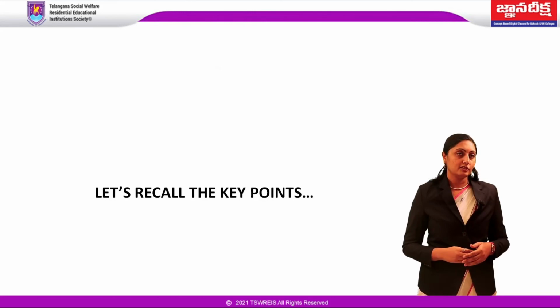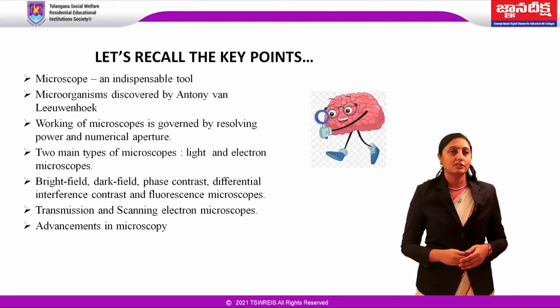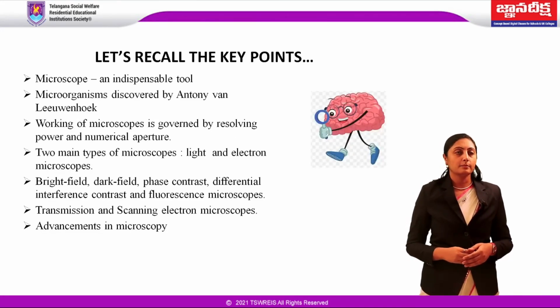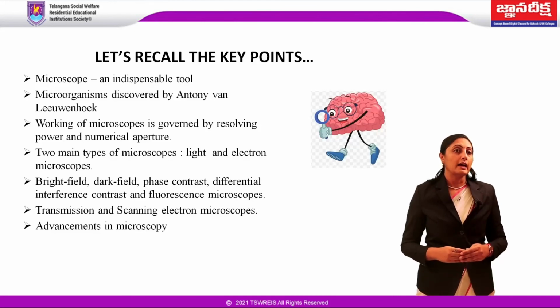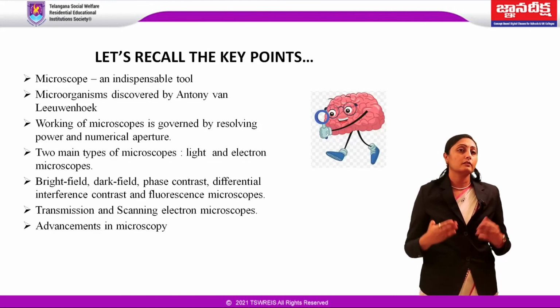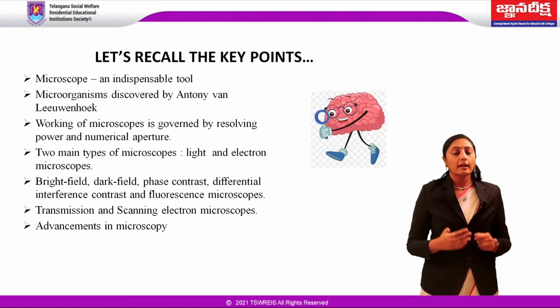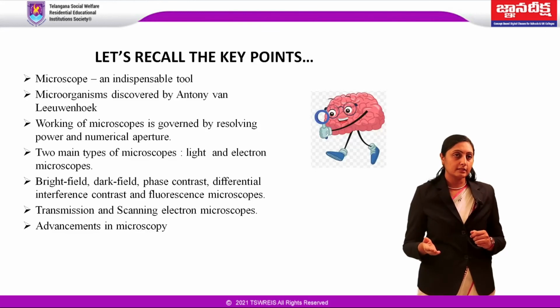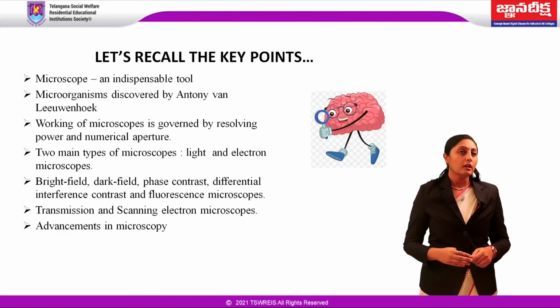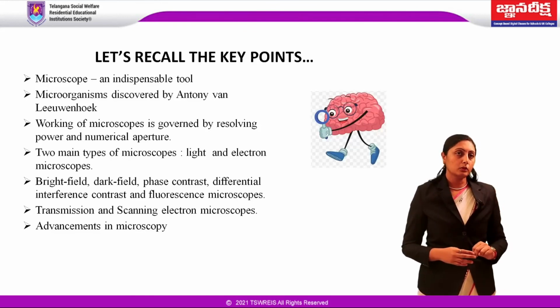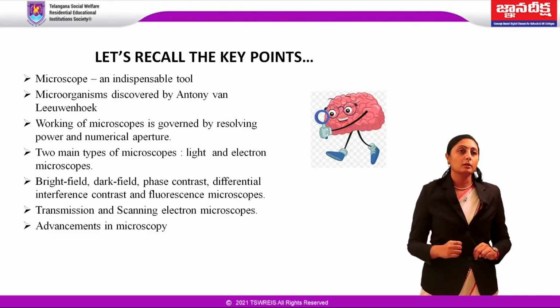Let's recap today's session. Microscope is essential for viewing and studying specimens too small to be viewed with the naked eye. Robert Hooke and Antony van Leeuwenhoek made astounding discoveries of the cell and animalcules by using microscopes. Microscopes use convex lenses and their working is governed by resolving power and numerical aperture. There are two main types of microscopes, mainly light and electron microscopes.